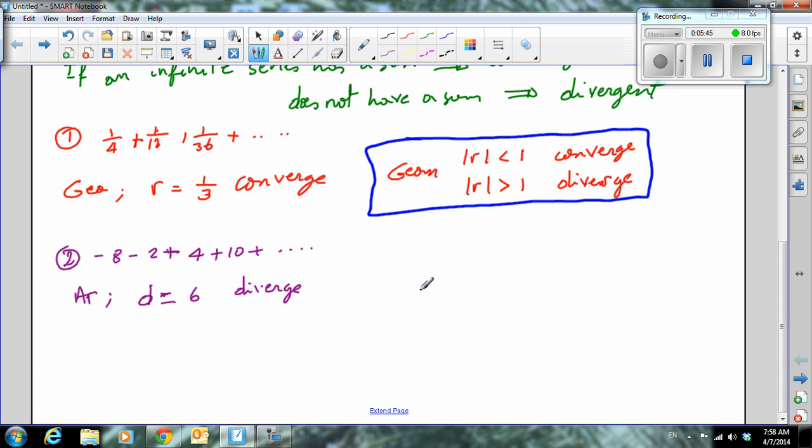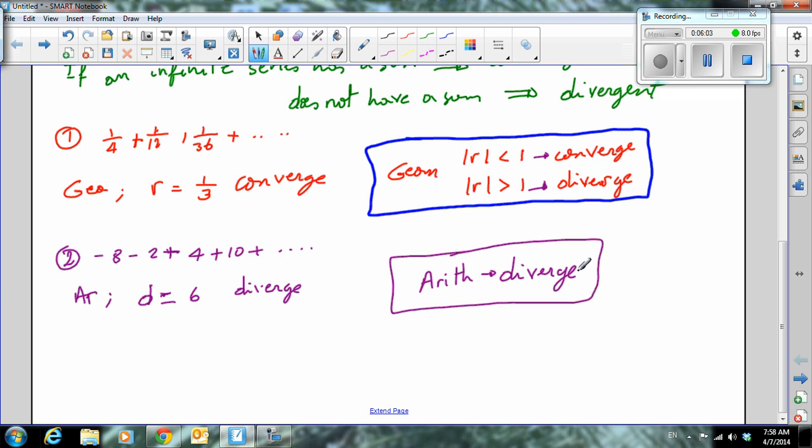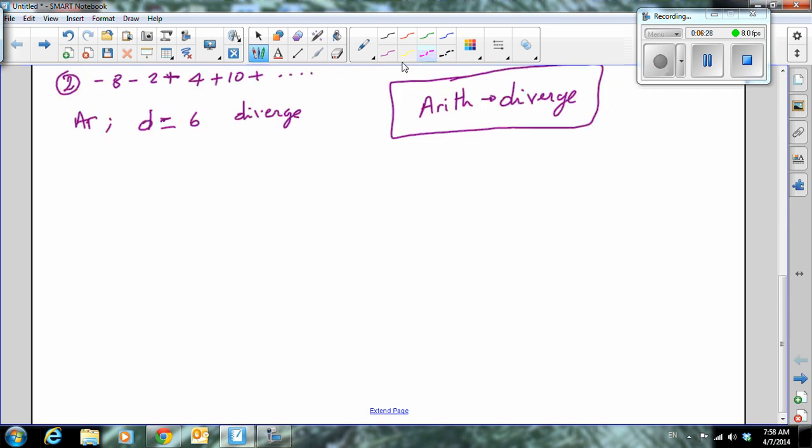Why do I say it diverges? Because arithmetic sequences will always diverge. Arithmetic always diverge. Let me put the arrows here. Alright, if the series is neither arithmetic nor geometric, we use the ratio test. So, in case it's geometric, you know that it will converge when the absolute value of the common ratio is less than 1. When the absolute value of a common ratio is greater than 1, you say diverge. When it's arithmetic, it always diverges. When it's not geometric or arithmetic, we use the ratio test, and we call it the ratio test.